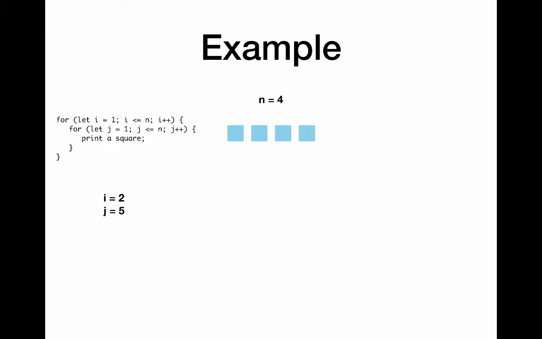But now it's a whole new execution of the J loop, so the let J gets 1 executes before we begin. So J was 5 from our previous execution of the loop. Now it's reset to 1. Okay, so at this point, I is 2 and J is 1. J's value of 1 is less than or equal to n, which is 4. And so we print a square.